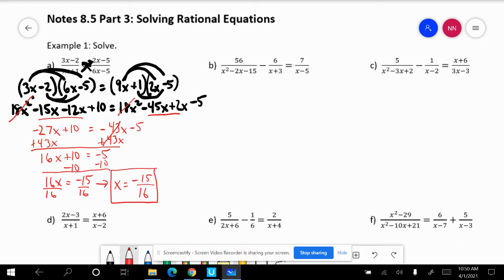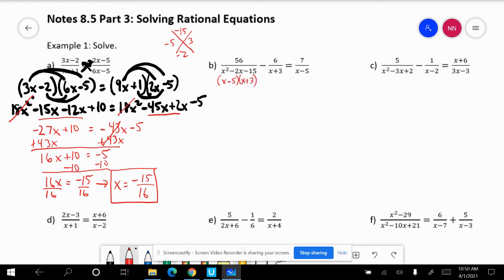Now I'm going to be looking at 3 terms. I see a trinomial for my first term, so I'm going to factor it. 2 numbers that multiply together give me negative 15 and add up to negative 2 would be negative 5 and 3. So this would be x minus 5 and x plus 3.